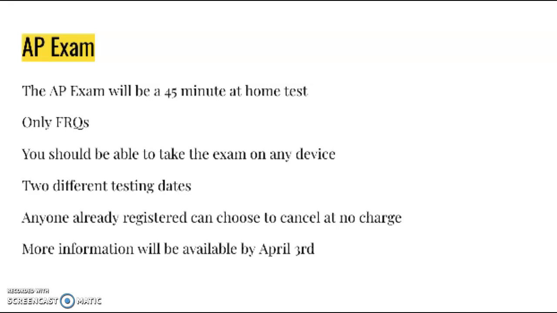They plan on having 2 different testing dates, and the testing dates haven't been posted yet, but I would assume there would be one on May 7th, the original date of the test, and then probably one later in the school year. But we should hear about that probably later this week. Another big change is that anyone that's already registered can choose to cancel at no charge. I think you would be able to make that selection on your AP Classroom website. More information will be out on April 3rd, including test dates and a little bit more information on the test questions.